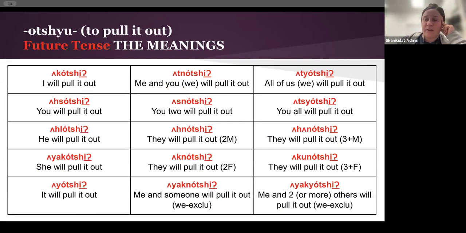And we end up with our translations here. We have ochu, future tense, ungoch, ungochi, I will pull it out. Unsoch, you will pull it out. Unhloch, he will pull it out. On Yagoch, she will pull it out. On Yoch, it will pull it out. And then so on. You can pause to read the rest of the translations.